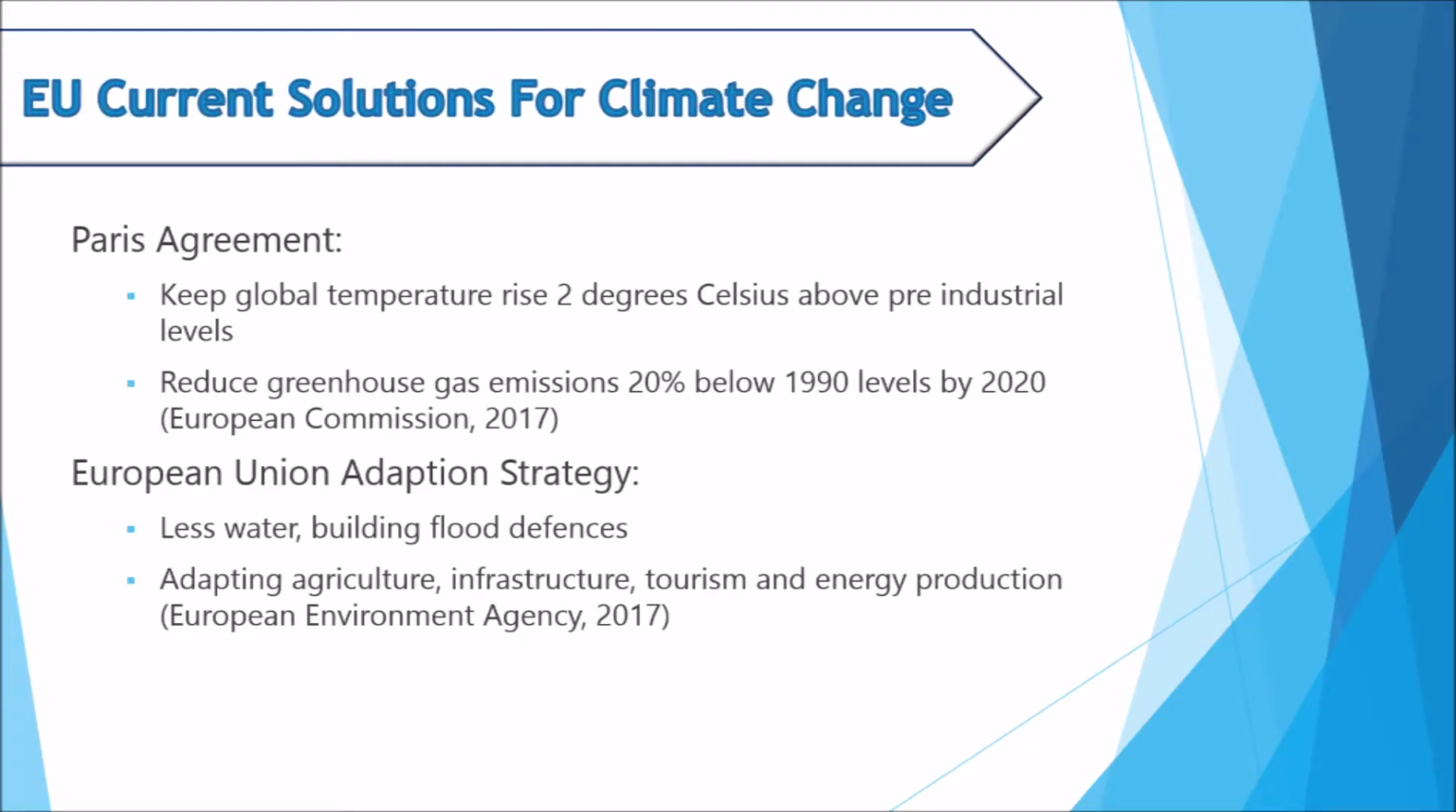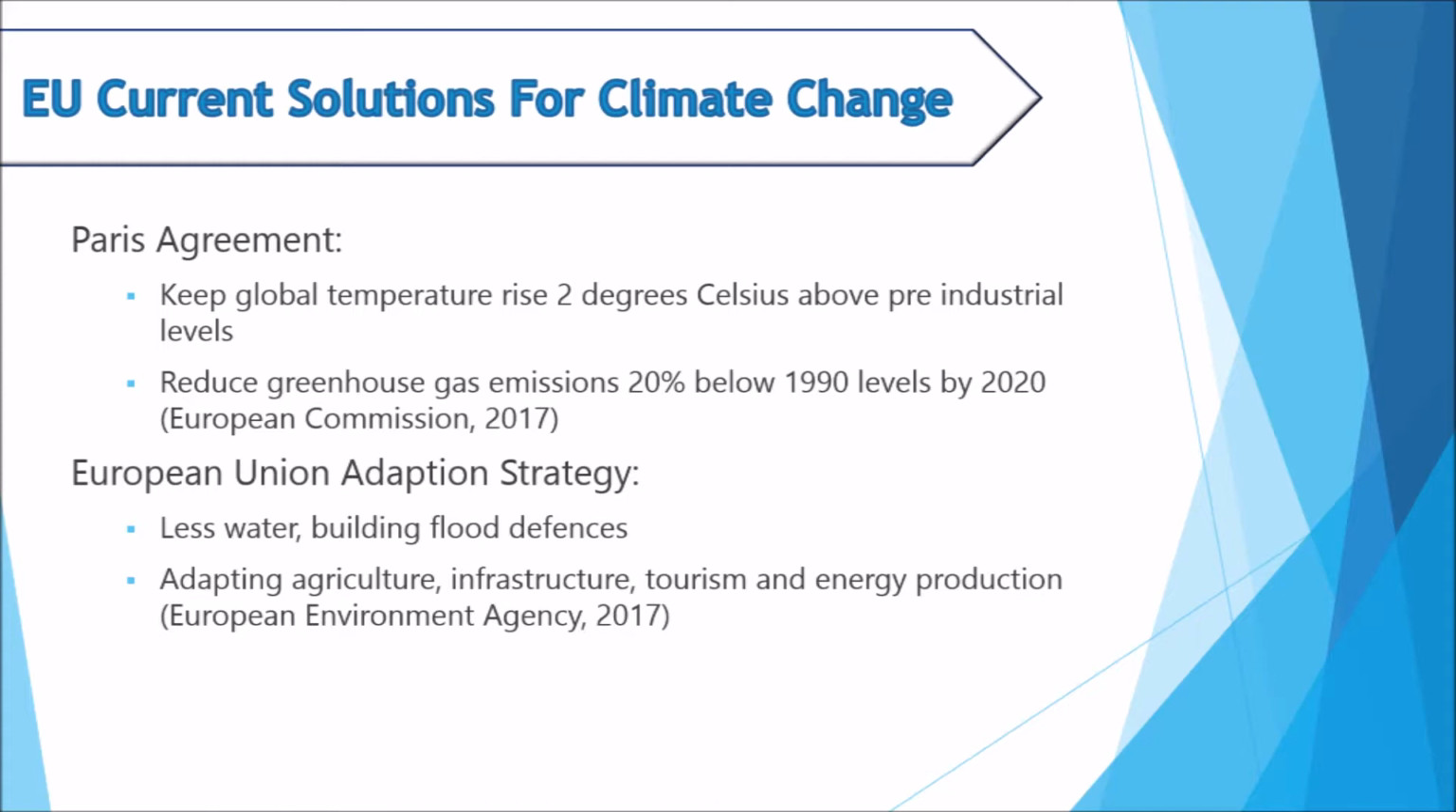What is the EU currently trying to do for climate change? Amongst many climate change policies that the European Union has implemented on its countries, a constant goal is to reduce greenhouse gas emissions. The main goal of the Paris Agreement is to keep a global temperature rise 2 degrees Celsius above pre-industrial levels. However, one of the other key elements of the Paris Agreement is to reduce greenhouse gas emissions 20% below 1990 levels by the year 2020. In order to do this, the EU is currently increasing their use of renewable energy, including wind, solar, hydro, and biomass.